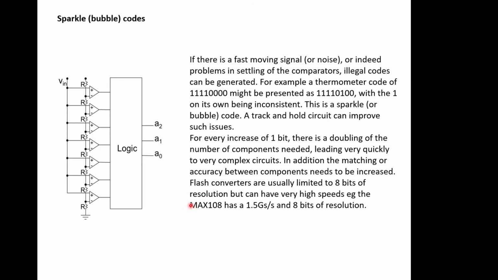So if you looked at something like the MAX108 from Maxim Semiconductors, it's got a 1.5 gigasamples a second sampling rate and 8 bits of resolution. This is pretty much state of the art for a couple of years ago anyway. 8 bits of resolution is not huge, but 1.5 gigasamples a second is a lot of data. Of course, you've always got to assess whether you need this level of performance or not, because 1.5 gigasamples a second means that these points here are changing 1.5 billion times a second.